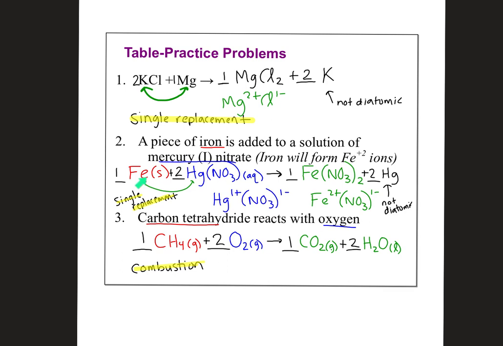Here's why. Iron's a metal, mercury's a metal. Those are going to trade. So when I crisscross, I need to know the charge of iron. It's not on the periodic table, so they're telling me it'll be a +2. And I crisscross that with the nitrate, which is always -1. That's how I got this Fe(NO3)2, with the 2 outside the parentheses.